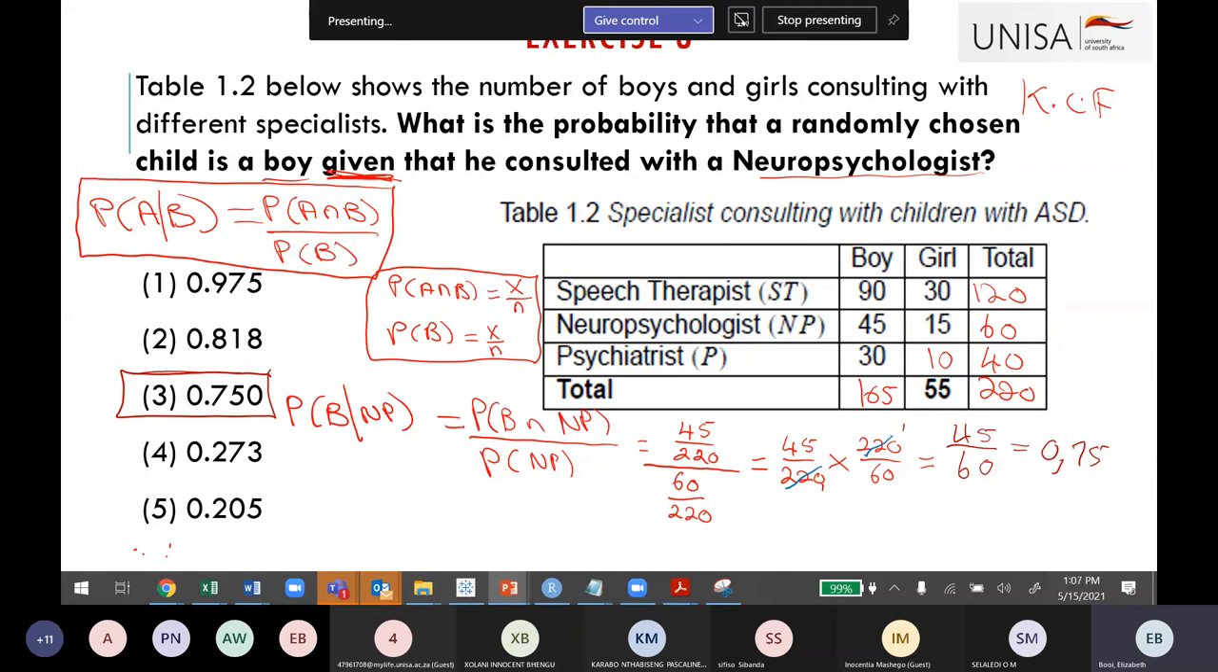And if I look at that, that will be number 3, as Fiso and Karabo got it. Happiness? Are we happy?